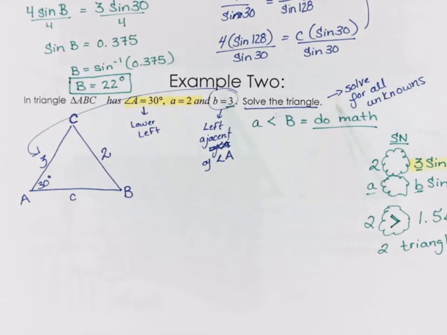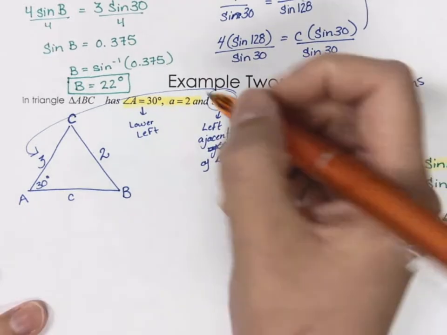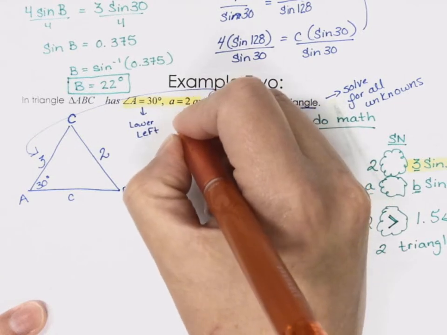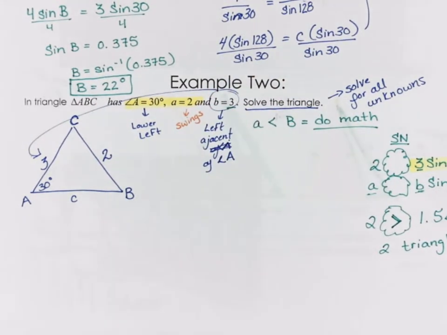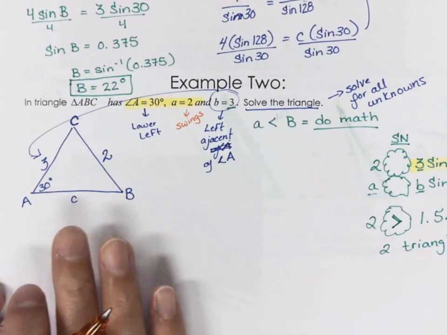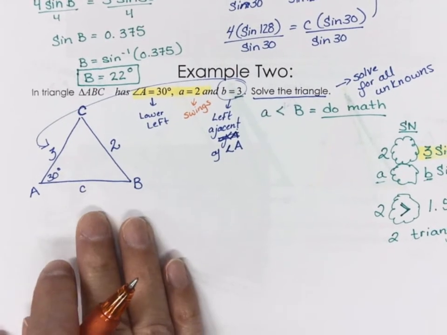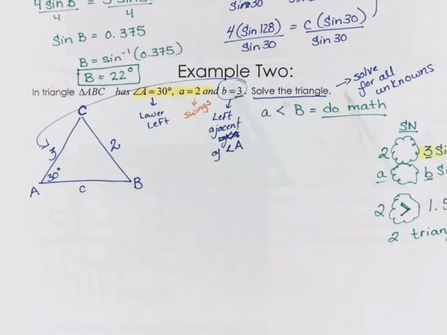Everybody good with that? Okay. It's really, really important that you always label your triangle this way, because A is the side that swings. Okay, so let's solve this triangle first. Everybody good with that? We just did this. We can do this. So we have to solve for angle B, then we have to solve for angle C, and then side C.